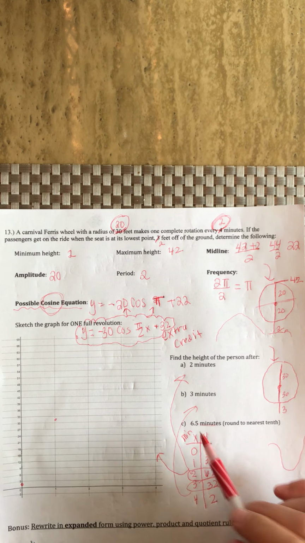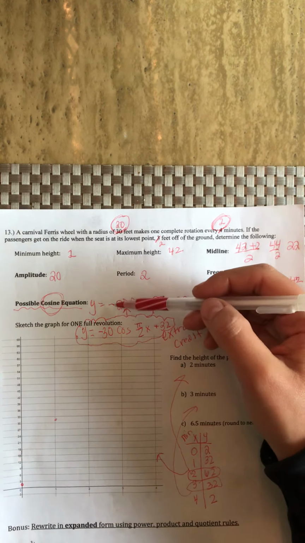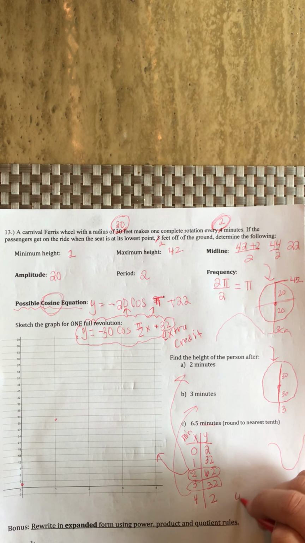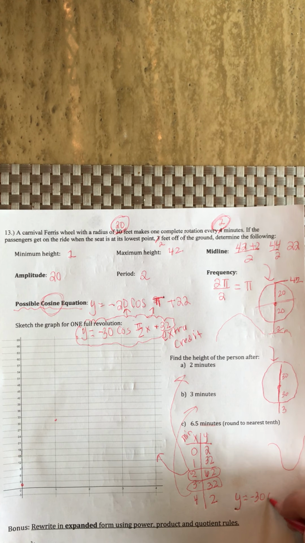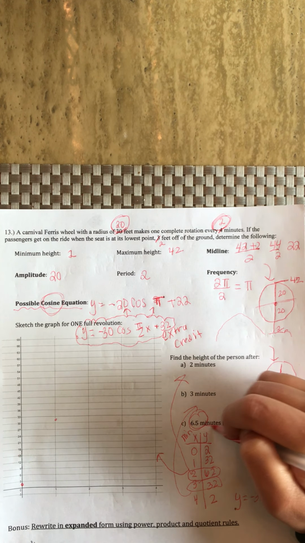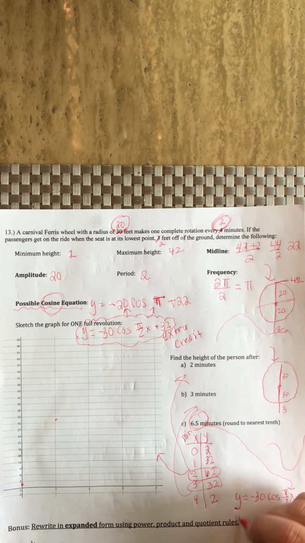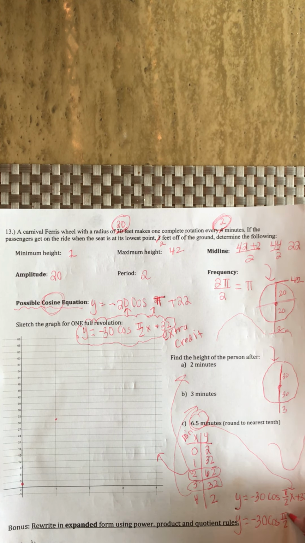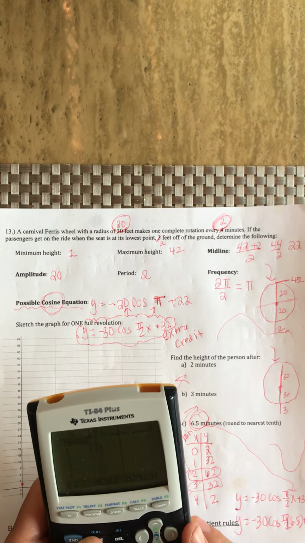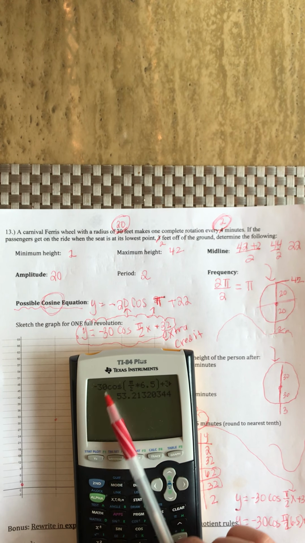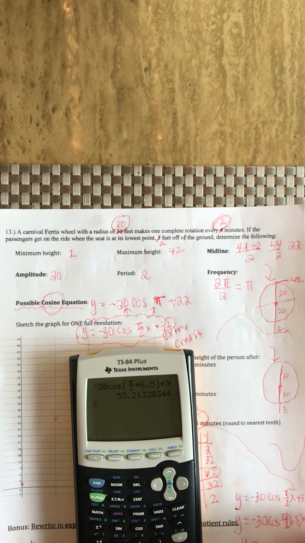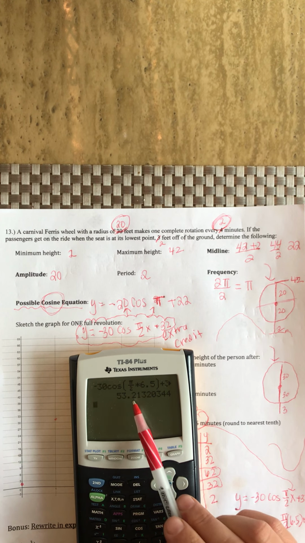This one's a little tougher here because that's not on our table. So you're gonna have to use your equation. Y is equal to negative 30 cosine pi over 2 x plus 32. This is your x value, so you're going to put that in for x. So you have y is equal to negative 30 cosine pi over 2 times 6.5 plus 32. You can throw that right into your calculator and round it to the nearest tenth.